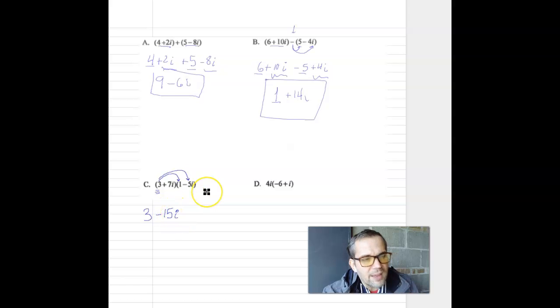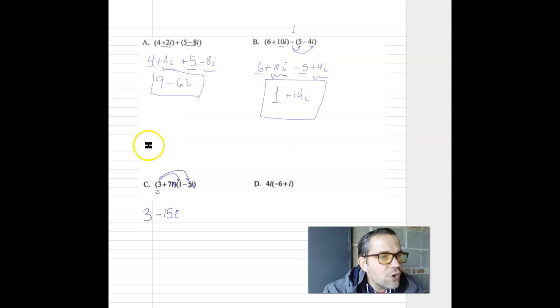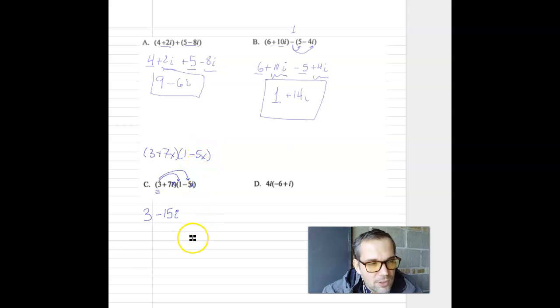And I'll say too, like I said during class, if me saying i is making your shoulders tense up, like "I don't know what that is, Mr. Dubsick, this is making me nervous," what I want you to remember is if you need to replace these with x's while you're working with the problem, feel free to go ahead and do that. If you're more comfortable taking 3 plus 7x and multiplying by 1 minus 5x, knock yourself out. It's just a different letter, so it really shouldn't bother you. But I might have had to do a few like that before when I was a youngster.